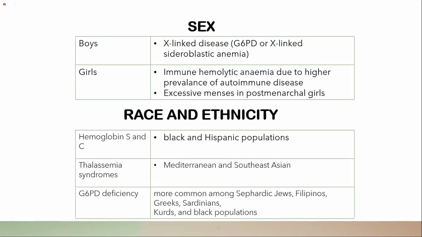Alright. So for race and ethnicity, commonly you can see hemoglobin S and C in the Black and Hispanic populations, but maybe more related to us are the Southeast Asian and Mediterranean populations. In Southeast Asians, we can have thalassemia syndromes, and G6PD deficiency is more common in Jews, Filipinos, Greeks, Sardinians, Kurds, and Black populations.